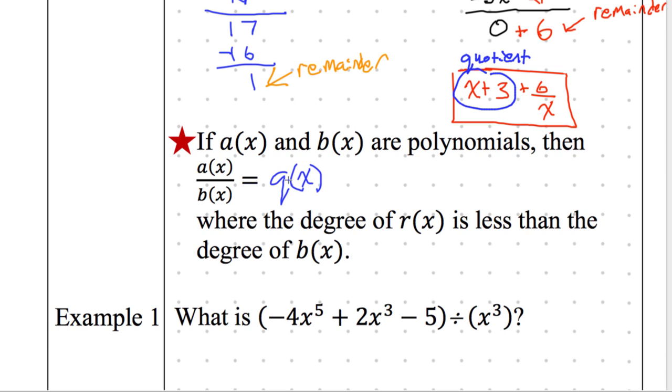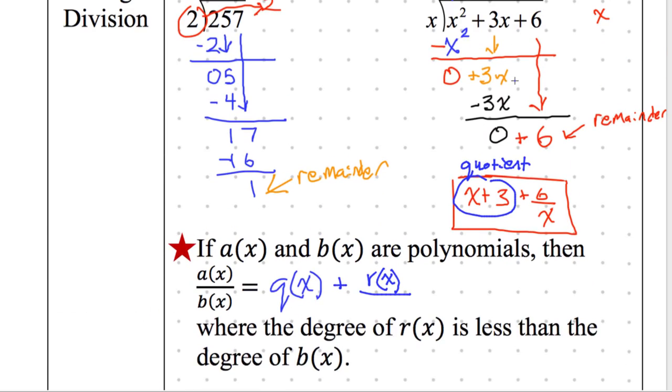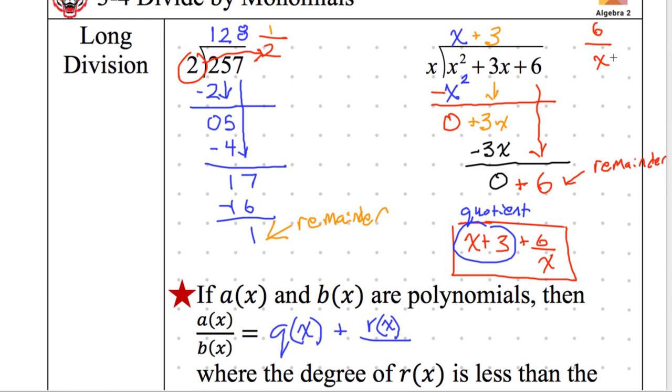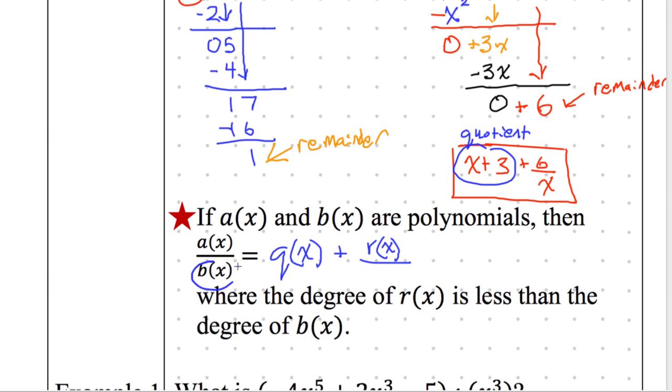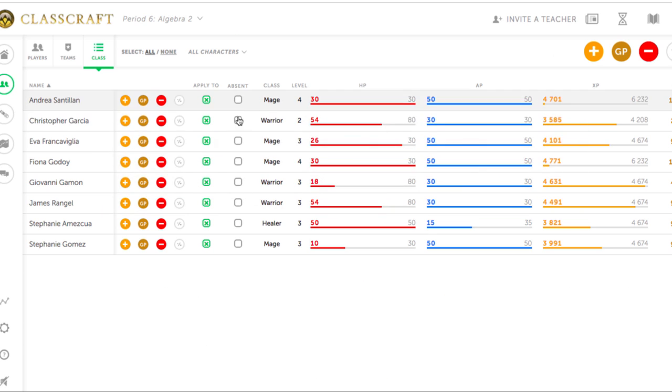This Q of x was the quotient. When I divide a polynomial by a polynomial, I'll be left with a quotient, but I'll also be left with a remainder. I'll be left with an r of x, that's the remainder. And that r of x will always be divided by whatever I was dividing by, right? So over here I was dividing by x, so my denominator was x. Over here I'm dividing by b of x, so my denominator will be b of x.